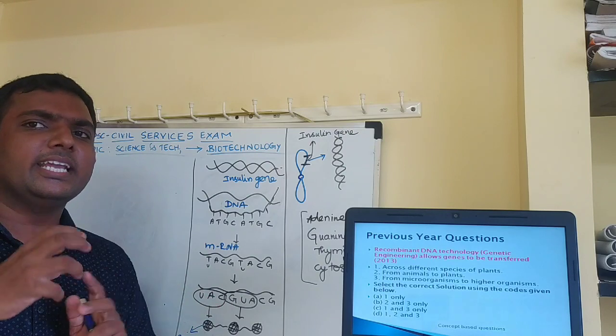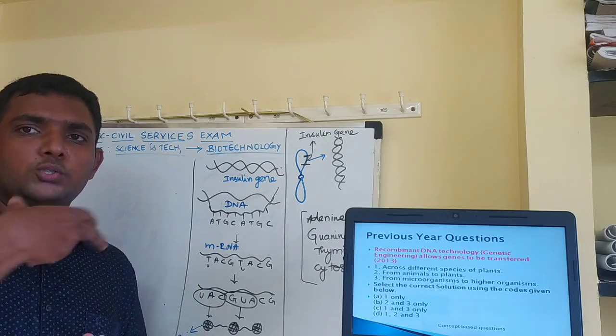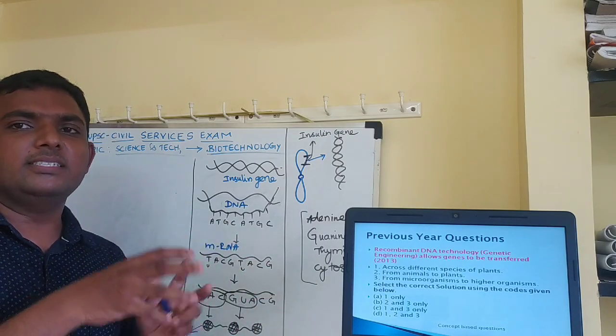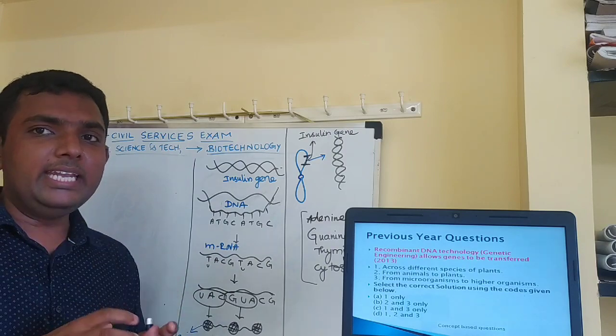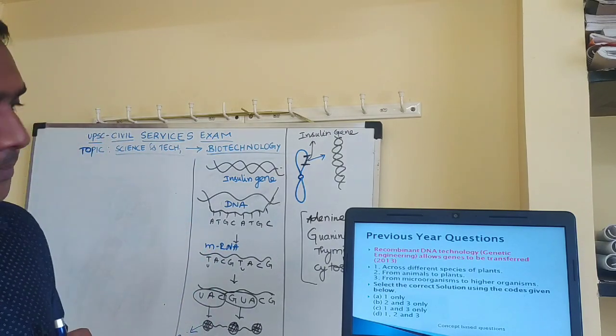Here they are asking whether genetic engineering is possible, whether you can transfer a gene from a bacteria to a plant, from a plant to an animal, from an animal to a microbe. They have given various combinations and they are asking whether it is possible. So again here you should know that concept. Only then you can answer this question.